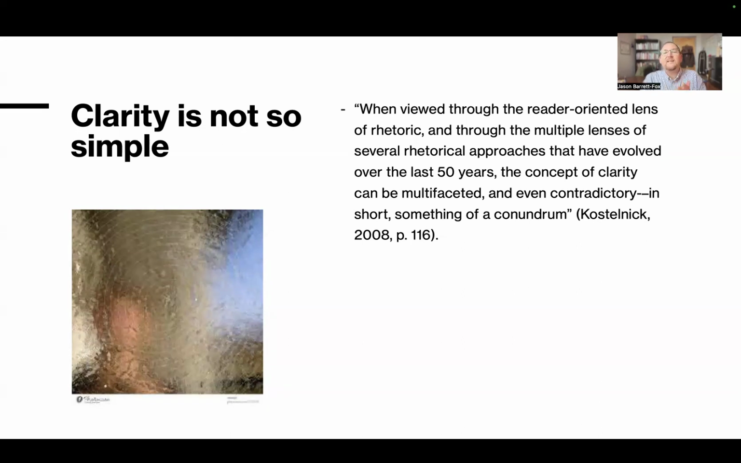And this is what Koselleck says, when viewed through the reader-oriented lens of rhetoric, and through the multiple lenses of several rhetorical approaches that have evolved over the last 50 years, the concept of clarity almost has to be multifaceted, even contradictory. In short, clarity is anything but clear. Clarity is something, he says, of a conundrum.